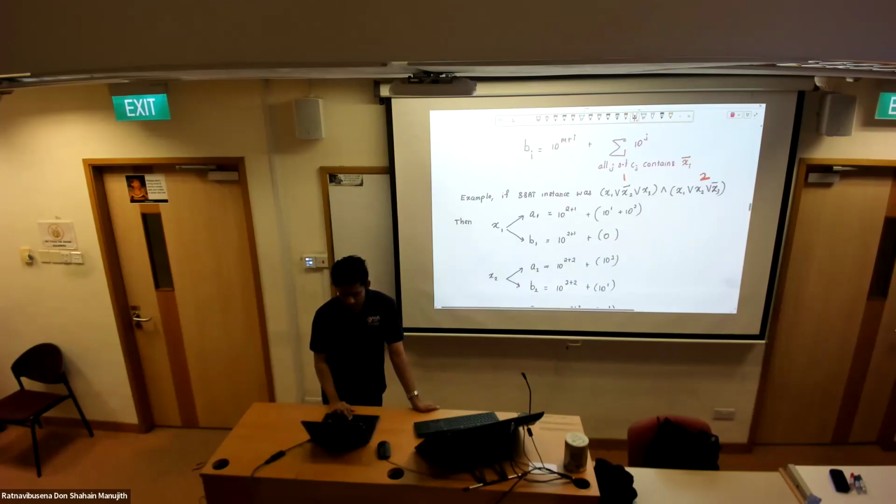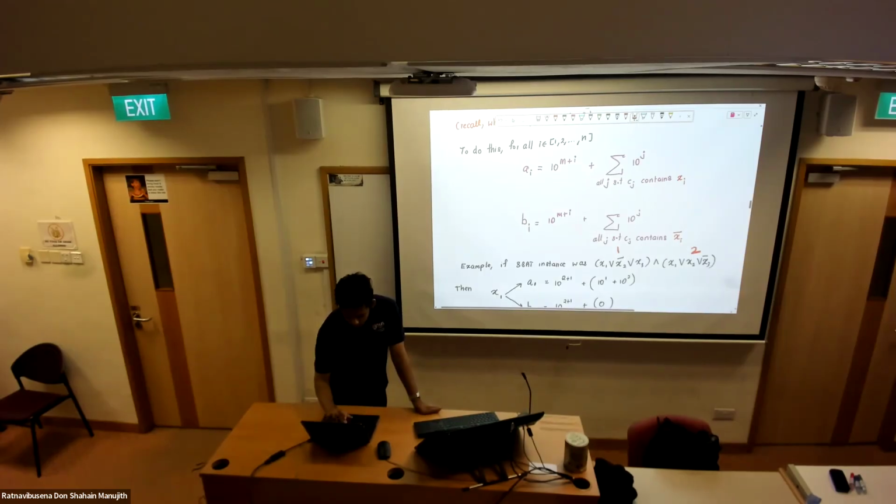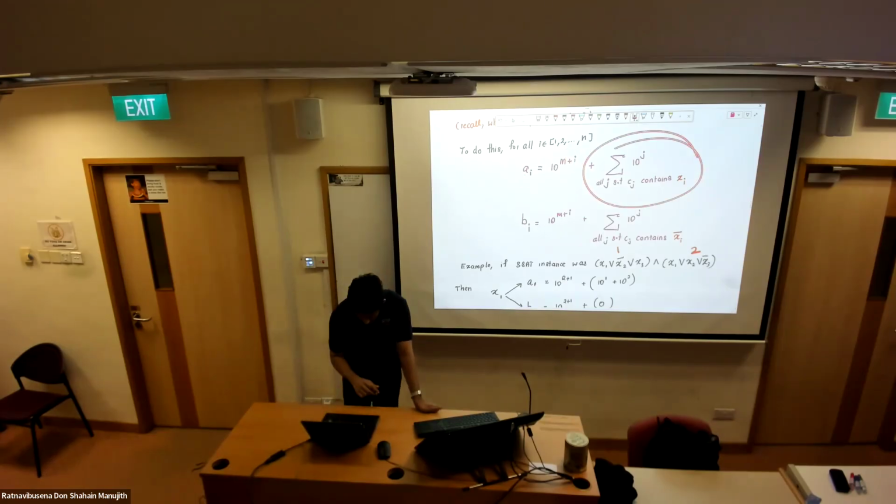Now let's look at x2. We are going to define a2 and b2. For a2, first of all, a2 is equal to 10 to the 2 plus 2, so m is 2 and i is also 2. A2 is equal to 10 to the 2 plus 2 plus, we are going to go over all j's such that clause Cj contains x2.